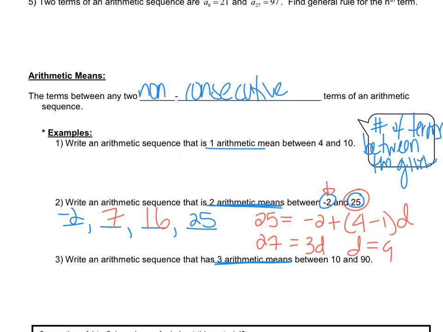Okay, so just real quick, in number 3, you would set up 5 lines. And you would have 10 and 90. Okay, and like I said, some of you are going to be able to figure this out in your head and just know that the difference is going to be 20 for each one. So that's 30, 50, 70. Okay, if you didn't know that, then use the formula.